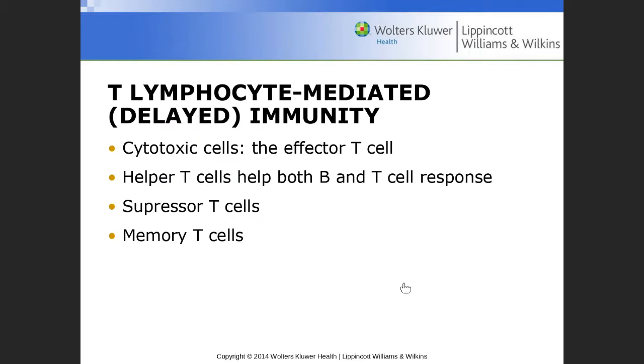Now, we talked about different kinds of T lymphocytes already. There's the cytotoxic T lymphocyte effector, also known as CD8. Remember that? CD8 positive T cells. There are helper T cells, which help both B cells and T cells. We already talked about that. This is known as CD4 positive. Then the suppressor T cell, also known as regulatory T cells or Treg, and then memory T cells, Tmem.